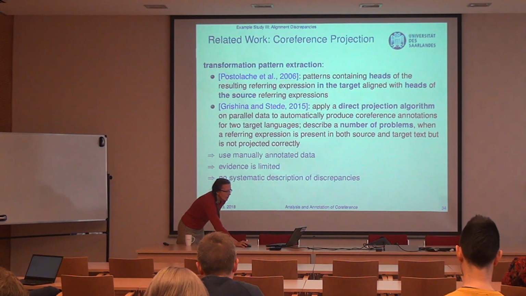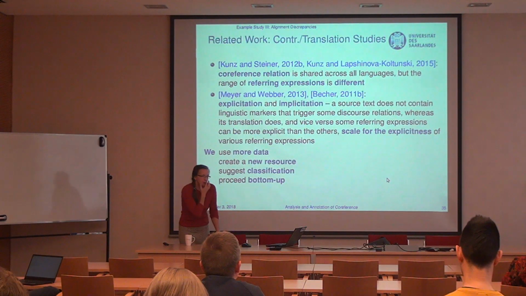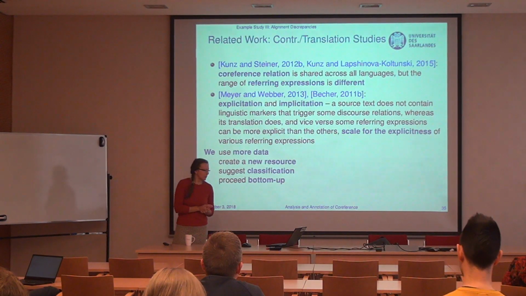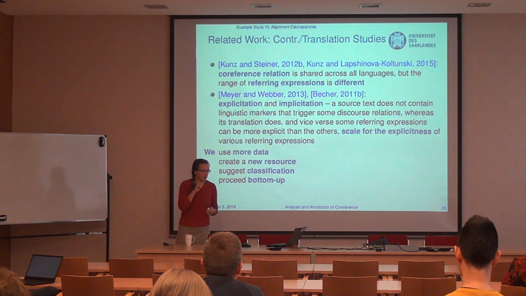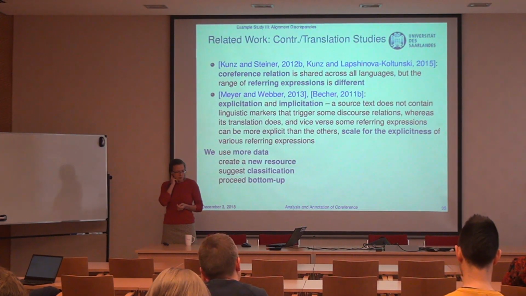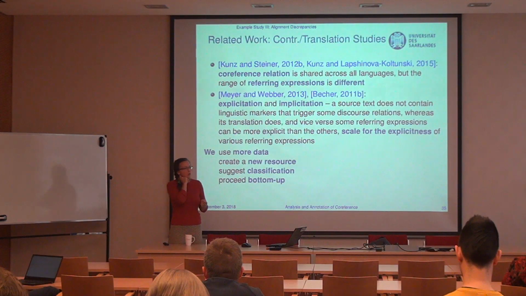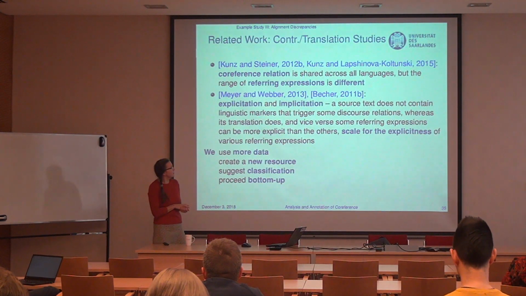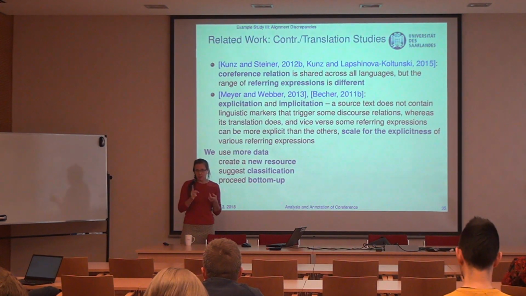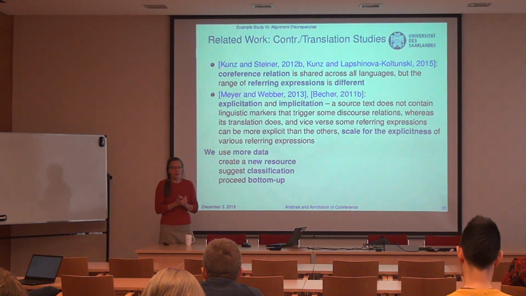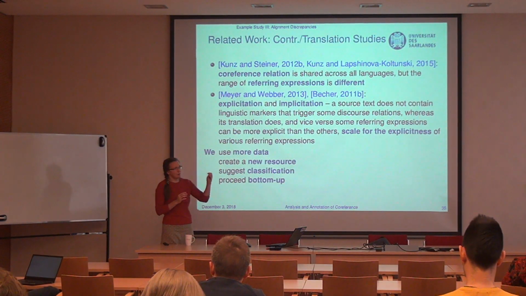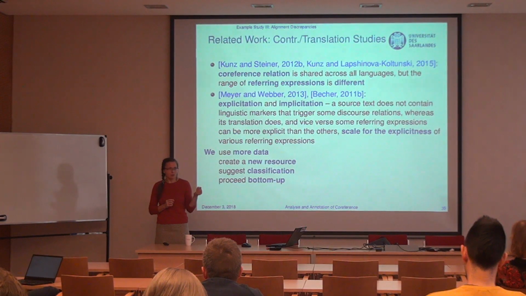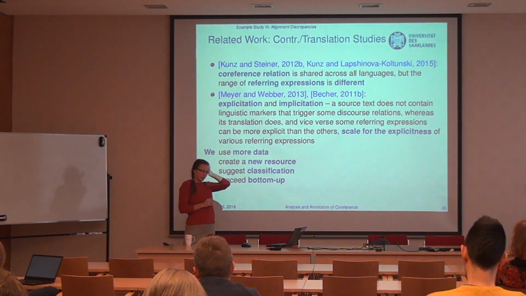Then we referred to contrastive studies, saying that there are differences from the point of view of contrast. And as said, implicitation and explicitation. There is a number of work in the area of corpus-based translation studies, for example by Thomas Meyer and Bonnie Weber, who analyzed implicitation and explicitation, both in human and machine translation. What's happening there is whether the structures in the translation are more implicit or more explicit, but they used conjunctions, connectives, and not co-referring expressions.